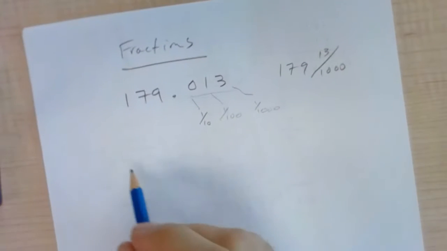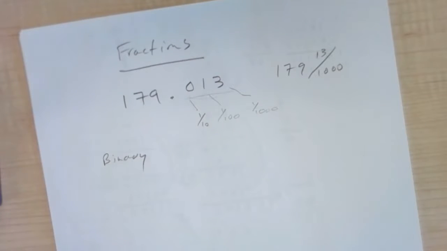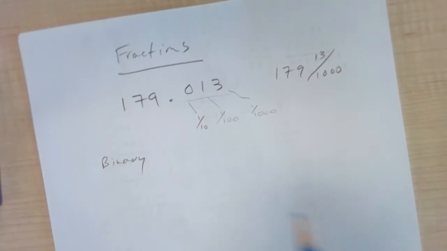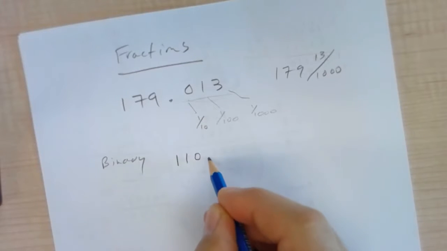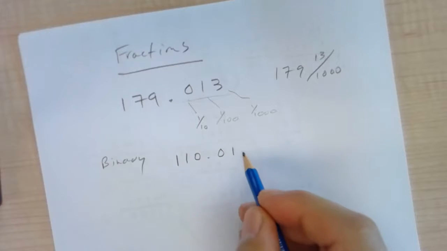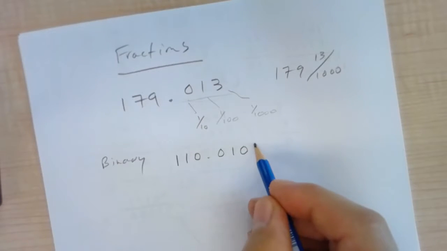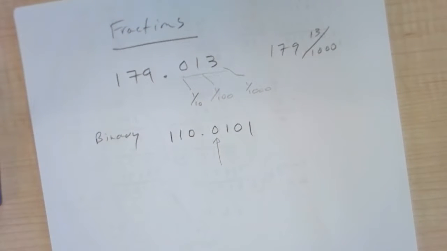If we have binary, it's easier, but harder. Okay, so we have this number now in binary. We have 6, and then we have a 0, and then we have a 1, and a 0, and a 1. What's that column equal to? Take a guess.